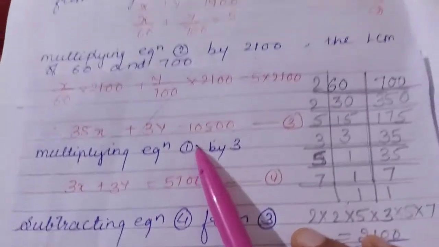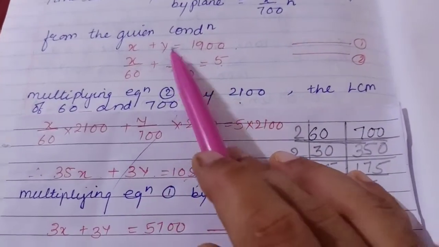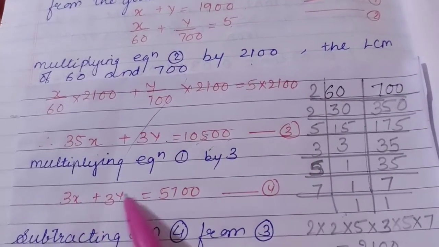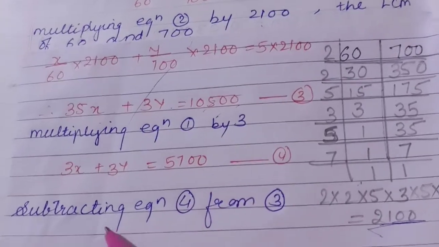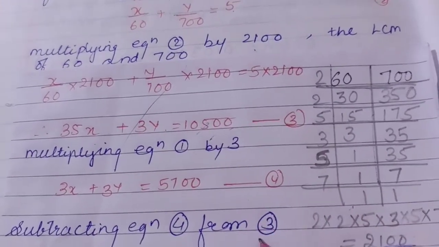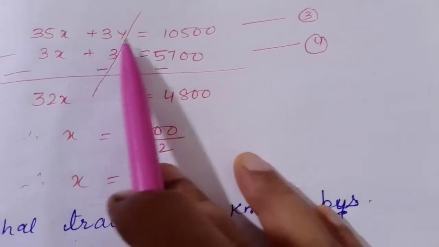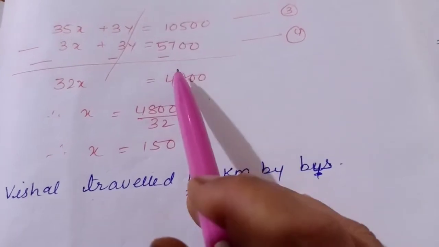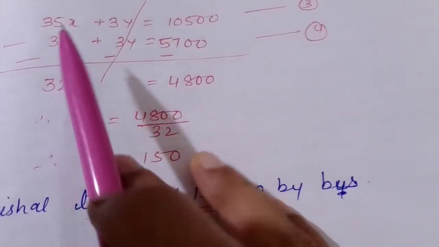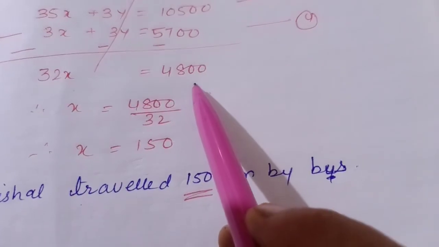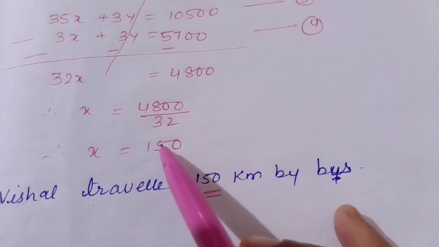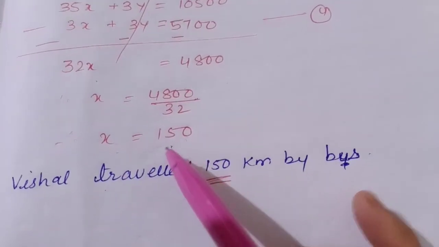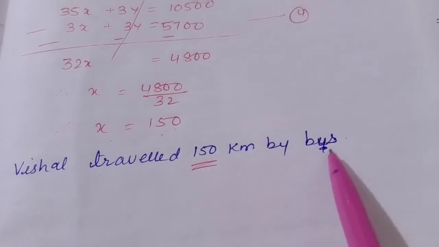Multiplying the first equation by 3, so that we get the same coefficient for both the variables of y, we get 3x plus 3y equal to 5700. Now subtracting equation 4 from 3, we get 35x plus 3y equal to 10,500 minus 3x plus 3y equal to 5700. After subtracting, we get 32x equal to 4800. So x will be 4800 upon 32. Now dividing by 32, we get the answer as 150. So Vishal traveled 150 kilometer by bus.